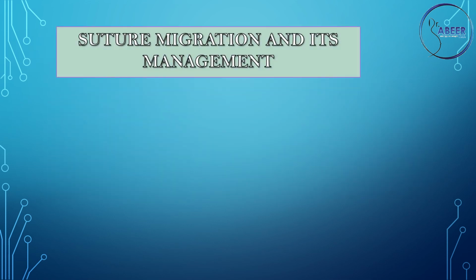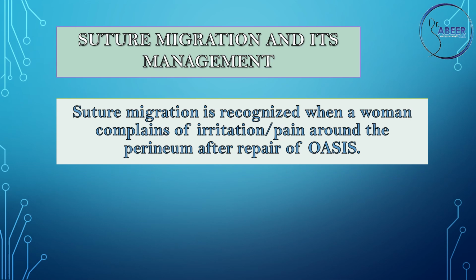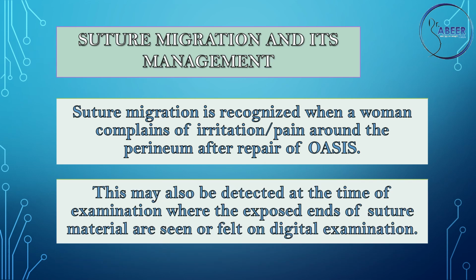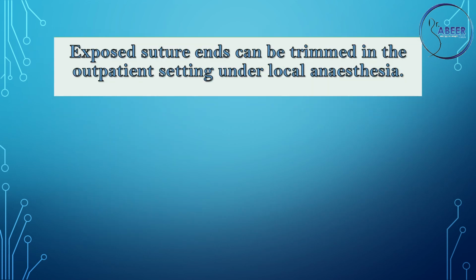Suture migration and its management. Suture migration is recognized when a woman complains of irritation or pain around the perineum after repair of obstetric anal sphincter injuries. This may also be detected at the time of examination where the exposed ends of suture material are seen or felt on digital examination. Exposed suture ends can be trimmed in the outpatient setting under local anesthesia.